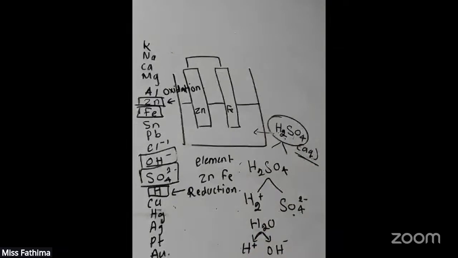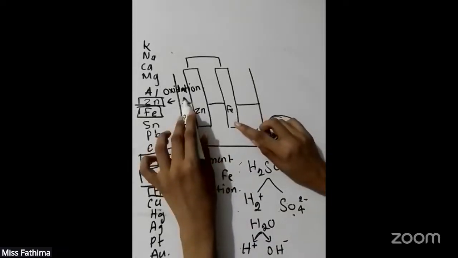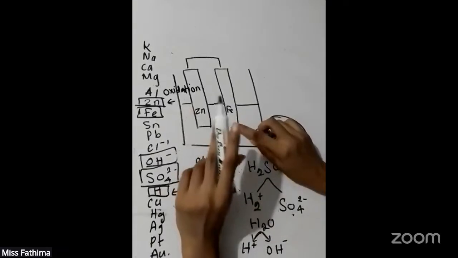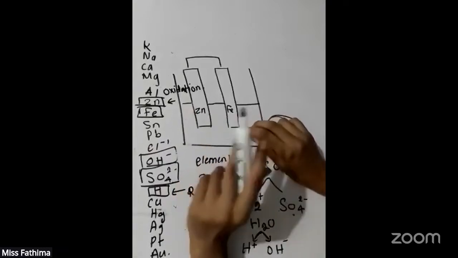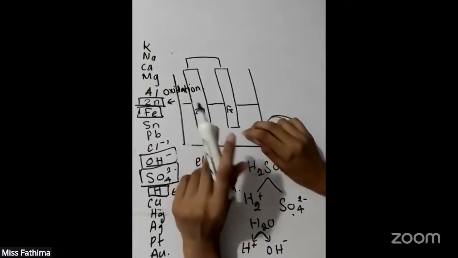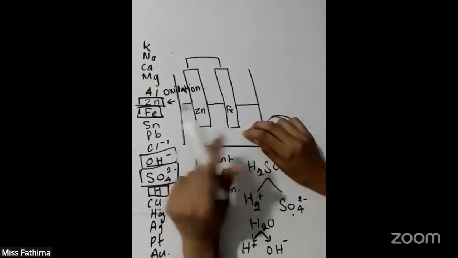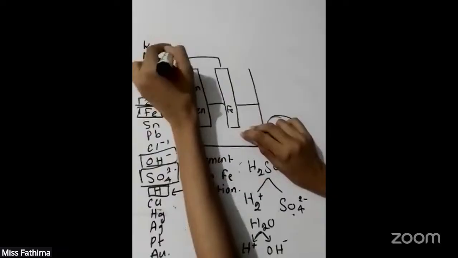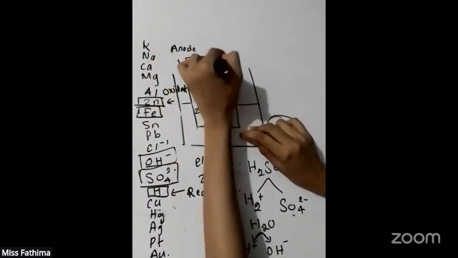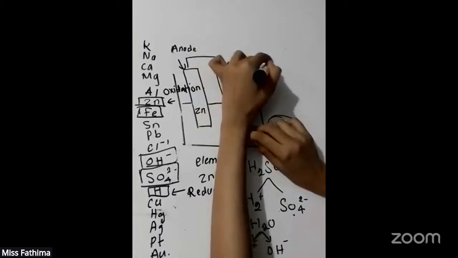Now, zinc is going to undergo oxidation, while hydrogen will undergo reduction. Then you have to mark the anode and cathode. The electrode which undergoes oxidation, you call it the anode. Once you know the anode, you can mark the other one as the cathode.